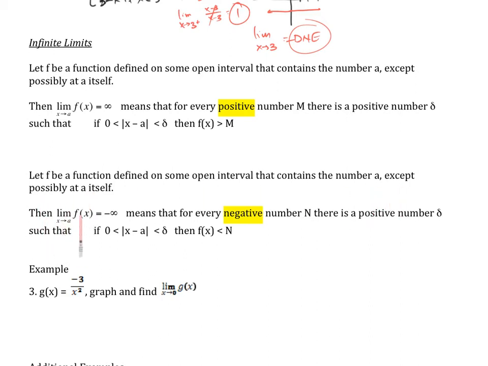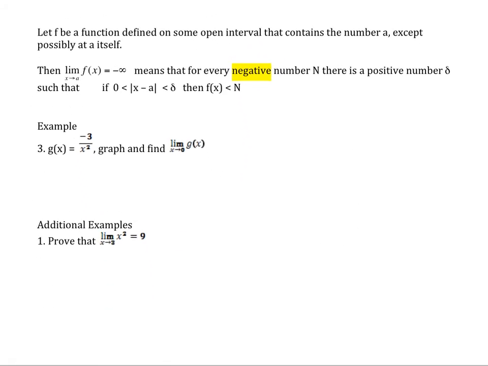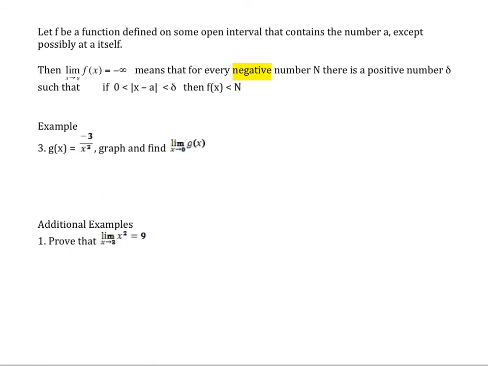The limit as x approaches a of f of x equals negative infinity means that for every negative number n, there is a positive number delta such that if the absolute value of x minus a is between 0 and delta, then f of x is less than n. So let's do this example where we are finding the g of x. We need to find the limit as x goes to 0 of g of x.